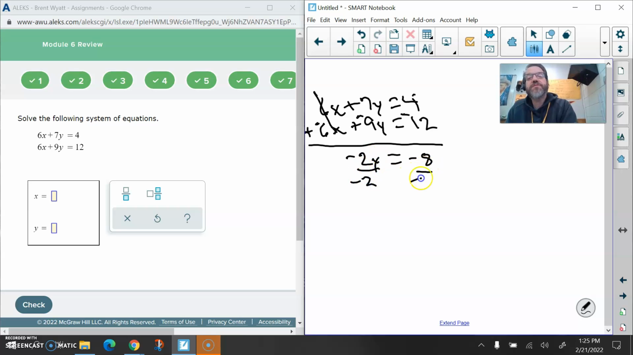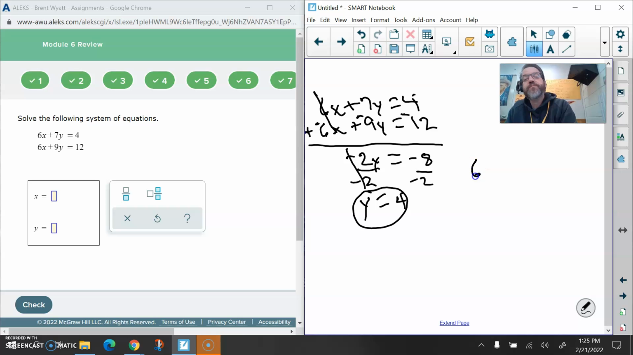I divide by -2 here. Anytime you divide a negative number by a negative number, you get a positive result. So positive 1y equals positive 4. -8 divided by -2, it'll be positive 4. All right, now that I know what y equals, let's put that into either equation. It doesn't matter. I'll go with the top one.